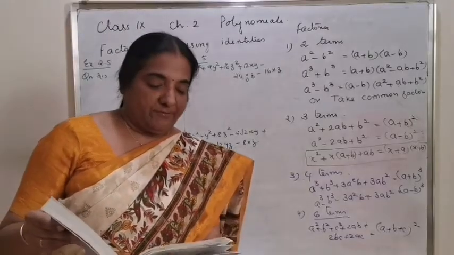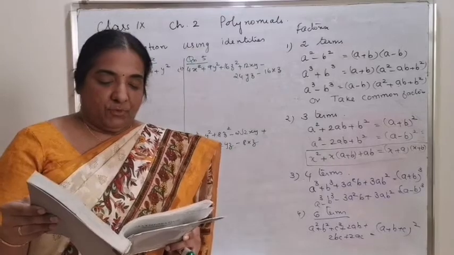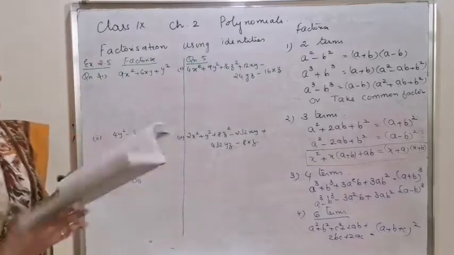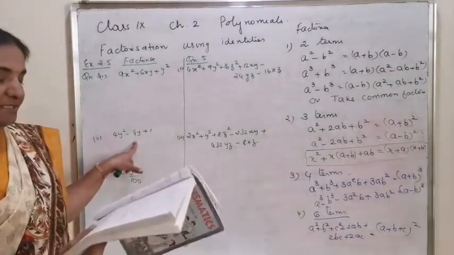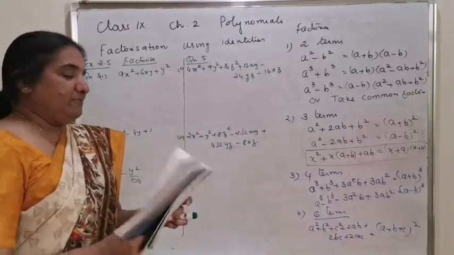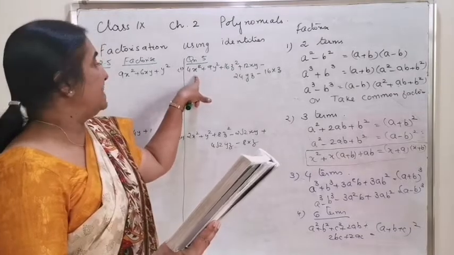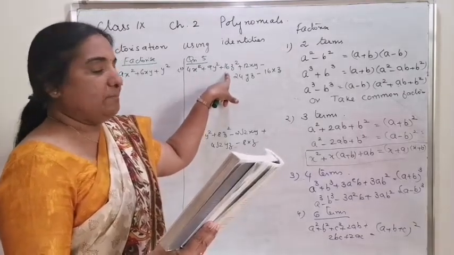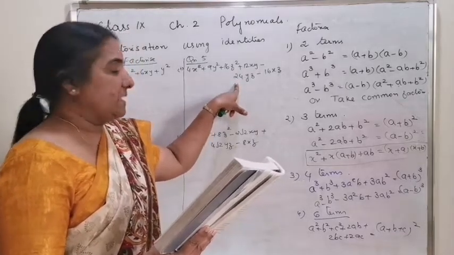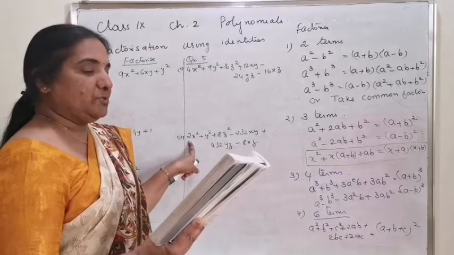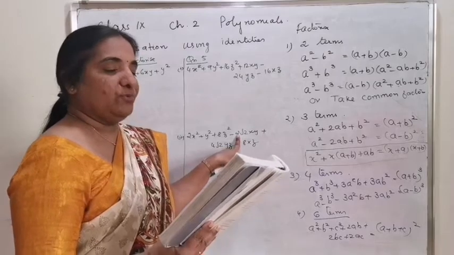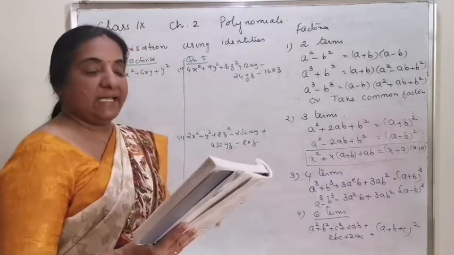Textbook exercise 2.5, question number 3. Factorize the following using appropriate identities: 9x square plus 6xy plus y square, 4y square minus 4y plus 1, x square minus y square by 100. Question number 5: 4x square plus 9y square plus 16z square plus 12xy minus 24yz minus 16xz. The second one: 2x square plus y square plus 8z square minus 2 root 2 xy plus 4 root 2 yz minus 8xz.